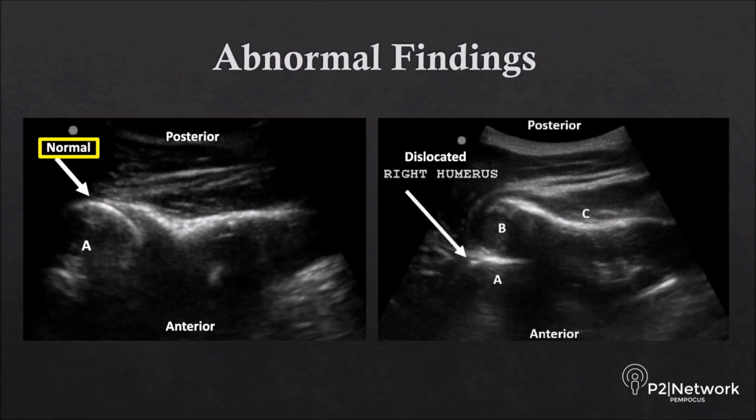Now let's compare what an abnormal shoulder POCUS looks like. The image on the right of the screen is a dislocated humerus. The humeral head A can be seen anteriorly dislocated out of its normal position and away from B, the glenoid fossa. And again, here you see C, the body of the scapula.